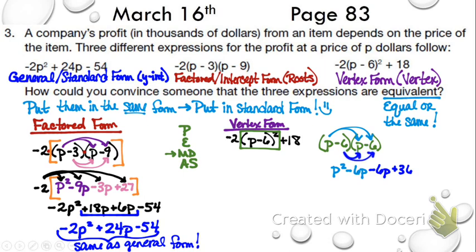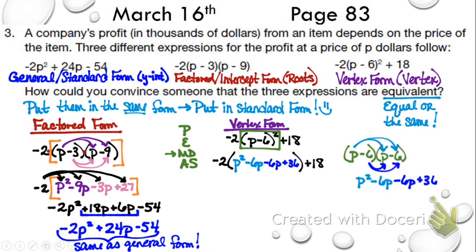Okay, that works. So I still have this -2 out in front. And we got p squared minus 6p minus 6p plus 36. And then on the end, I had a plus 18. The -2 is only being multiplied to those parentheses, right? So I'm only going to distribute it to the stuff that I got after I did my double distribution. I am not distributing it to the 18. So take that -2, distribute it all the way out here.